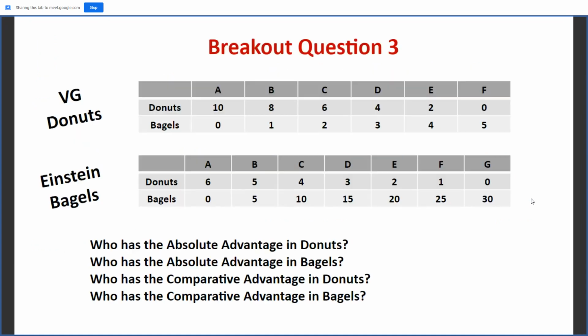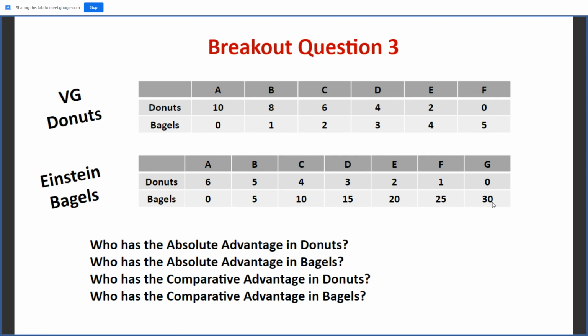Cool. The last one, you get this table. Now, we don't care about these combinations along the way. So that's why I called it challenge question, because you have to sift through all of this stuff right here. What we're going to look at is VGs can make 10 donuts or 5 bagels. Einsteins can make 6 donuts or 30 bagels. I don't know if I said Einsteins or VGs at this point.